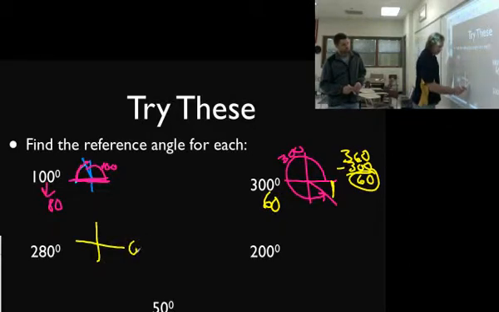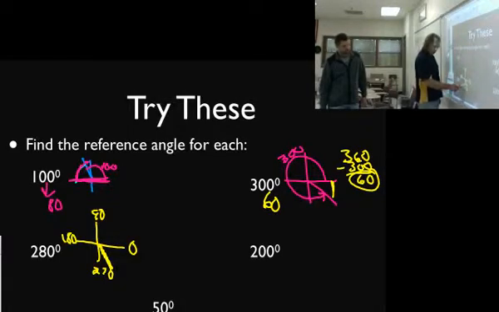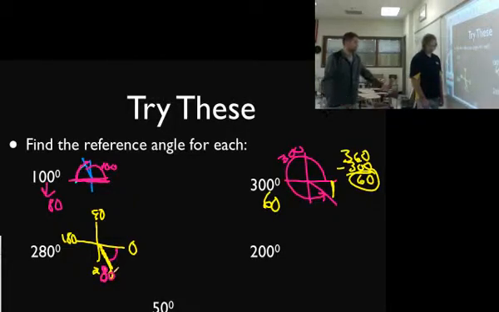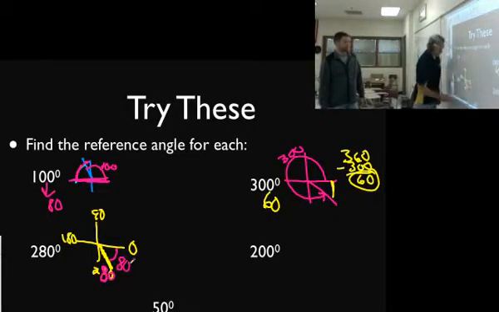280: 0, 90, 180, 270. So 280 is going to be just a little bigger than 270. So how far is it from 270 up to the x-axis? The x-axis is 360. Oh, this was 280, wasn't it? I'm an idiot. Well, your angle is 280. Right. So 80 degrees. 360 minus 280 is 80 degrees. Very good.